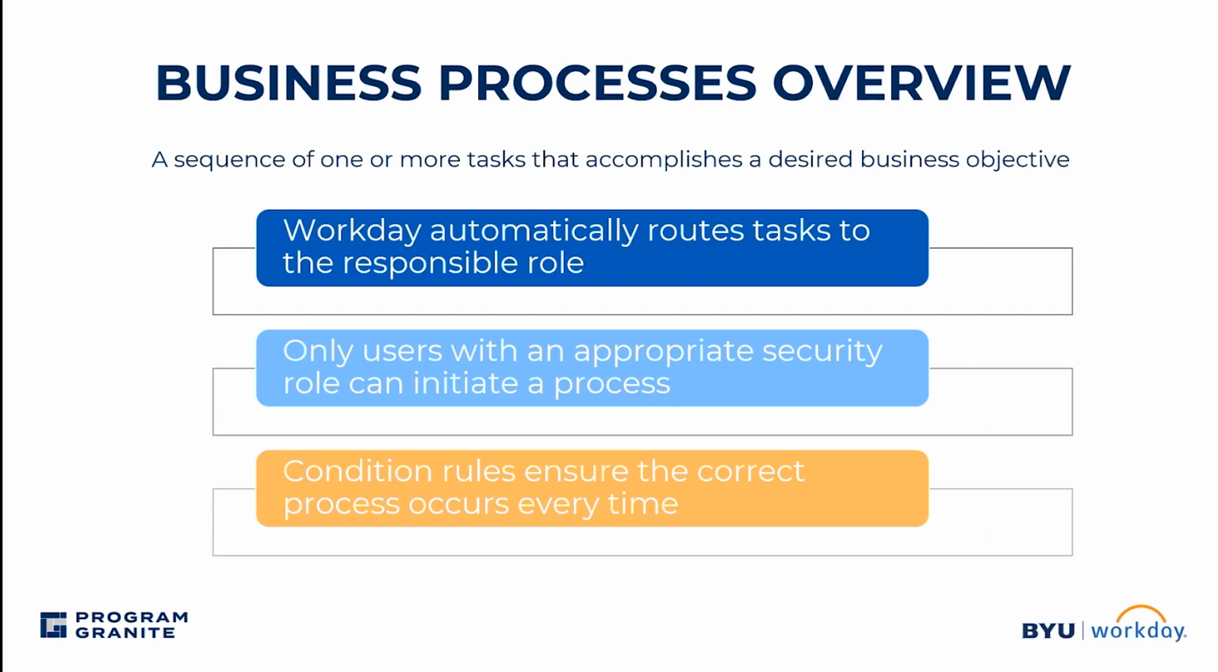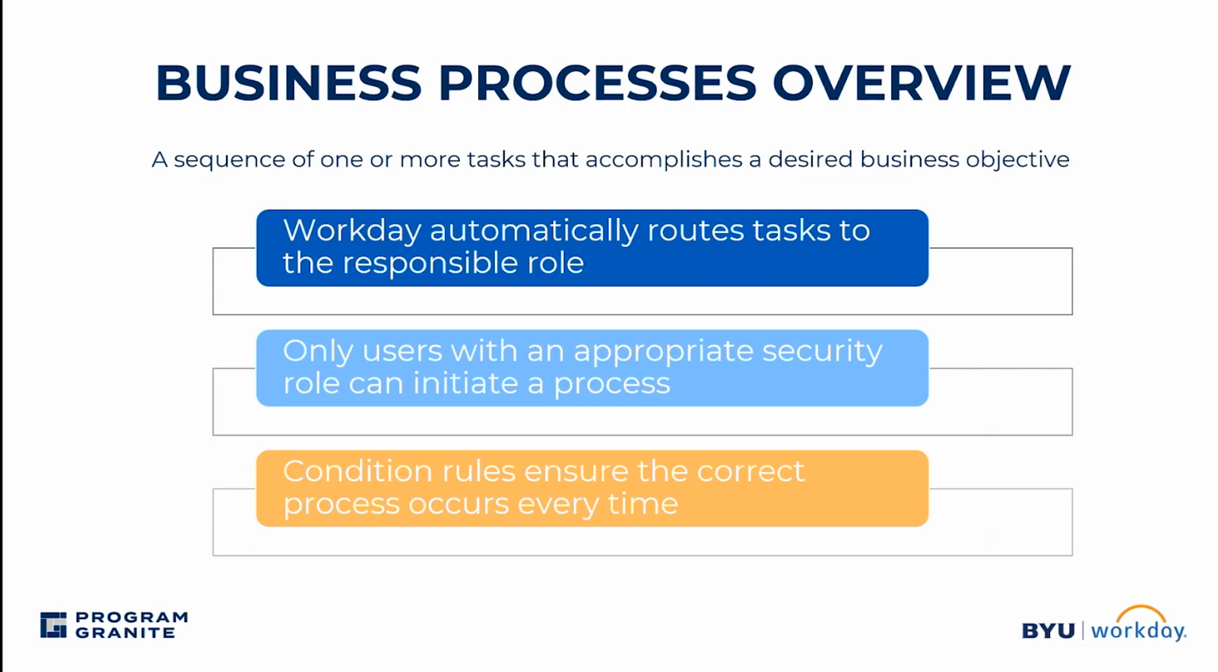Business processes is just a sequence of one or more tasks that accomplish a desired business objective. So Workday's automatically going to route tasks to the responsible role, following the business process. That's what it means when we say that. Only users with the appropriate security role can initiate a process. Like we talked about create position, you can't initiate creating a position if you don't have the right security. Once we create the position, it's going to get routed to the right person to approve it. There's condition rules to ensure the correct process occurs every time.